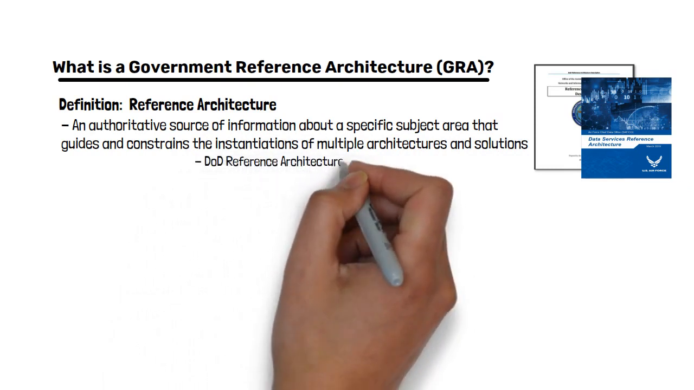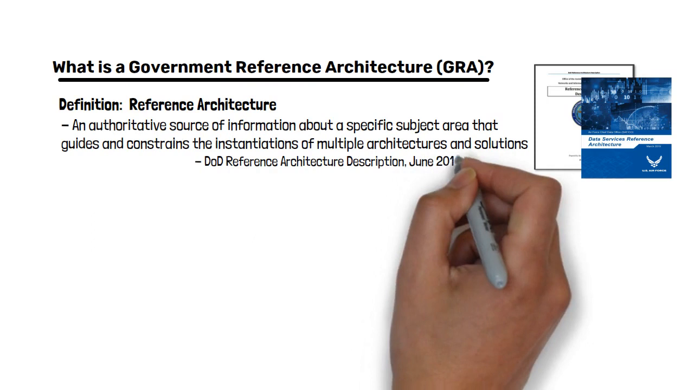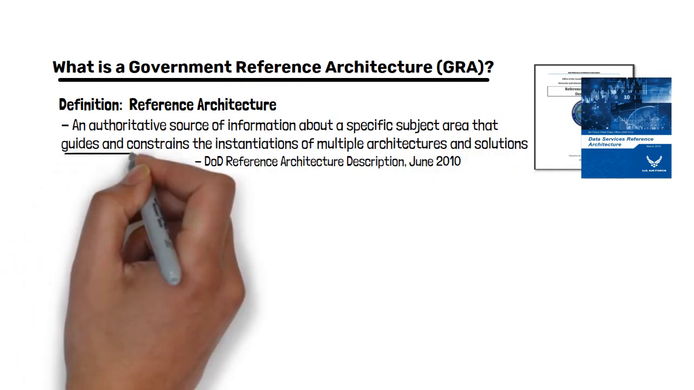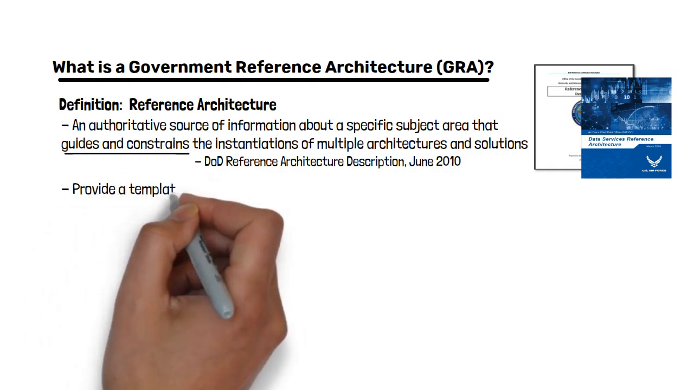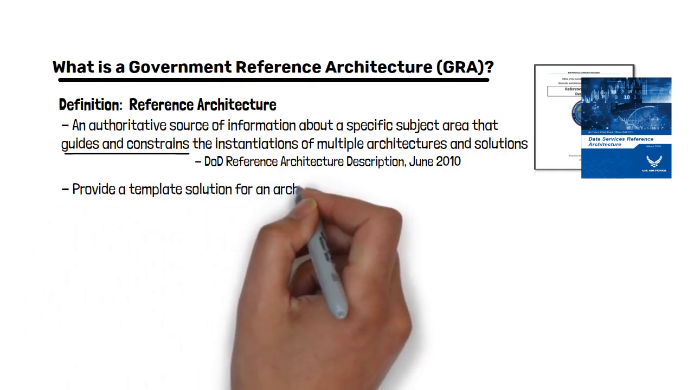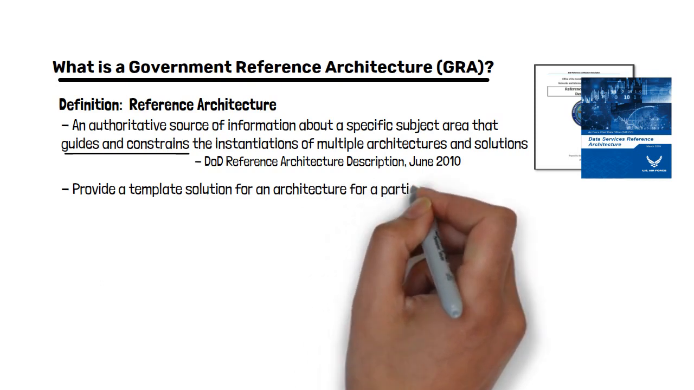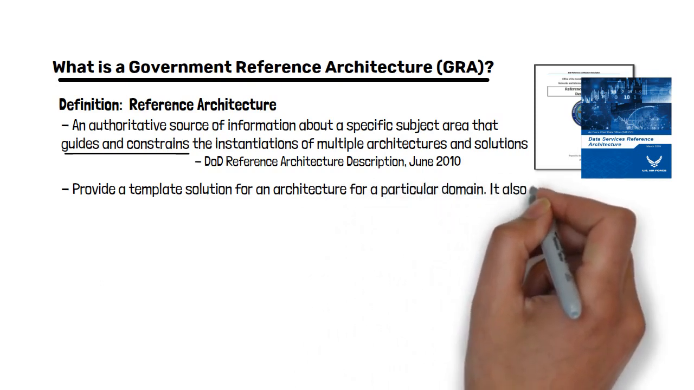The key words that appear in this definition are guide and constrain. But it also states that a reference architecture should be applied to multiple architectures, and this is where the benefits of a reference architecture are derived, which will be later discussed in this video.